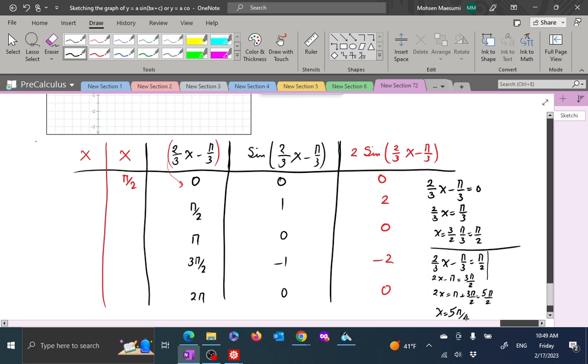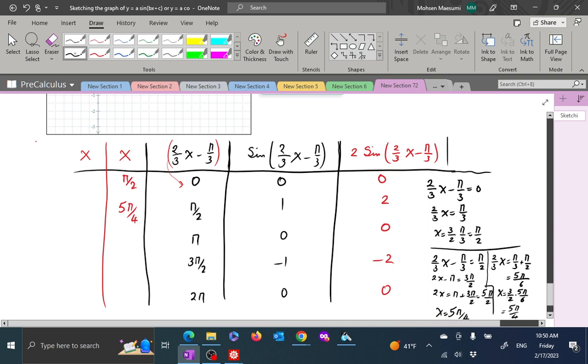Or if you didn't want to do it differently, it's just 2/3 x is pi third plus pi over 2. Take the common denominator, makes it 5 pi 6. Multiply by 3, divide by 2. 3/2 of 5 pi 6. So you simplify and you get 5 pi over 4. So plenty of styles of doing this thing. That's fine however you do it. That's one angle. That's another one.